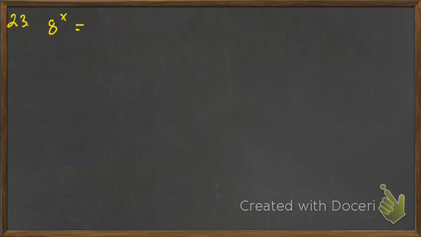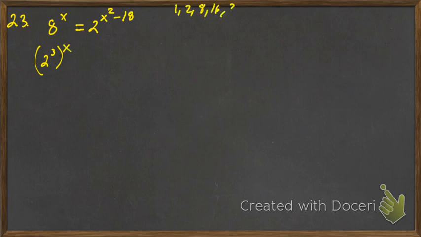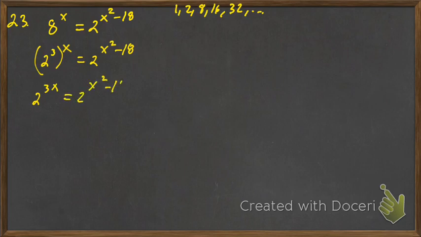All right, so we got 8 to the x is equal to 2 to the x squared minus 18. One of the bases is 2, and 8 is 2 to the 3rd power. So 8 can be rewritten as 2 to the 3rd, and then it's got an exponent of x. Okay, so there's some powers of 8 over there. Equals 2 to the x squared minus 18. Multiply those exponents. 2 to the 3x is equal to 2 to the x squared minus 18. Equal bases, equal exponents.